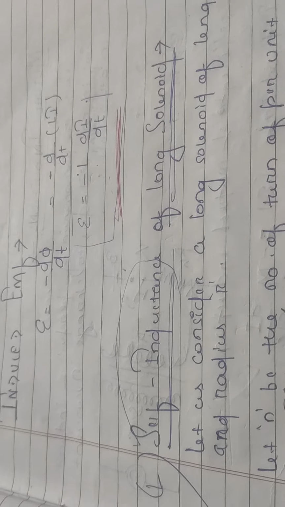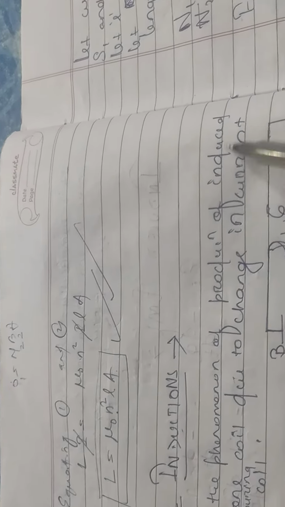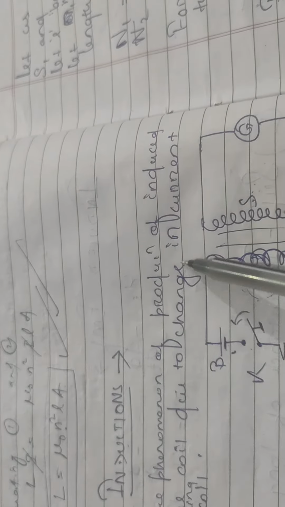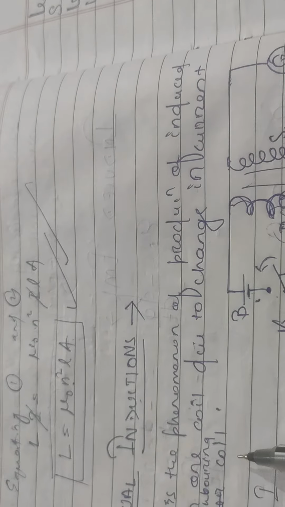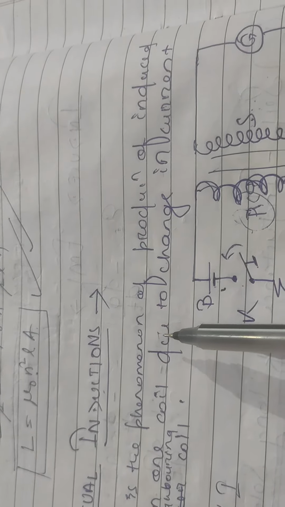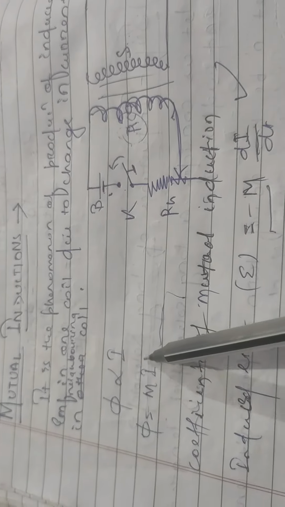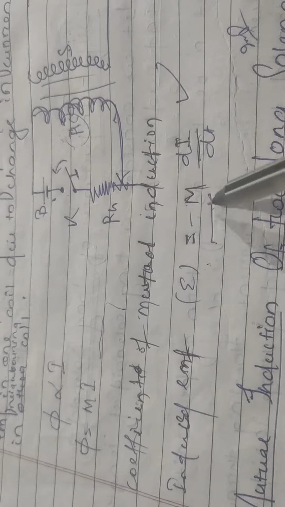Then comes mutual induction. Mutual induction is the phenomenon of production of induced EMF in one coil due to change in current in the other coil. Actually, it is a property of two coils in which the induced EMF developed in one coil opposes the growth of current in the other coil. Again, phi is proportional to I, phi is equal to MI. M is the coefficient of mutual induction. So induced EMF is given by E is equal to minus M di by dt.